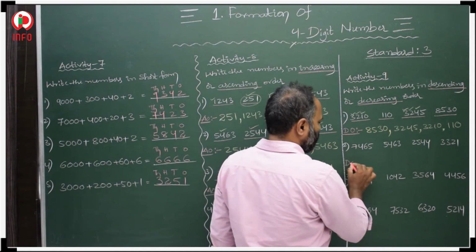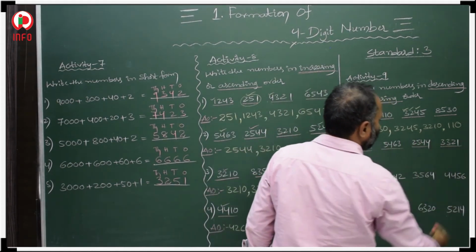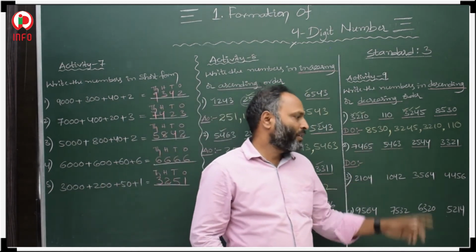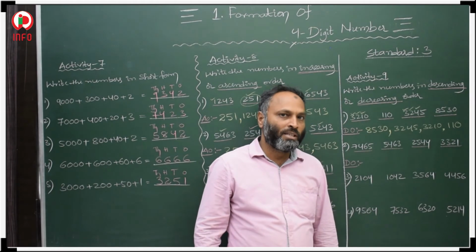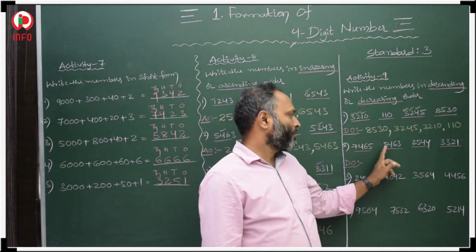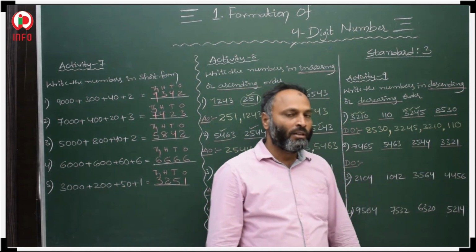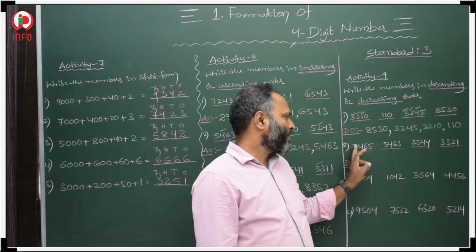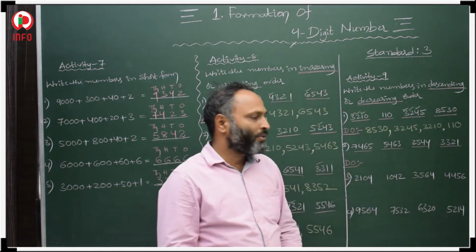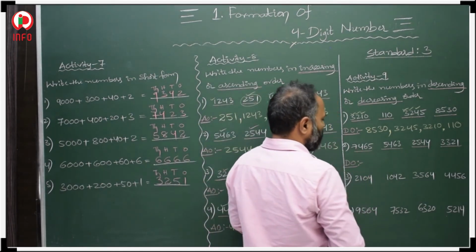Again, the next question, descending order. Four numerals are given, and all are 4-digit numbers. Now we have to decide which one is bigger. Checking the thousands place: 7,000, 5,000, 2,000, 3,000. In 7523, 7 is larger. This we have to write first.